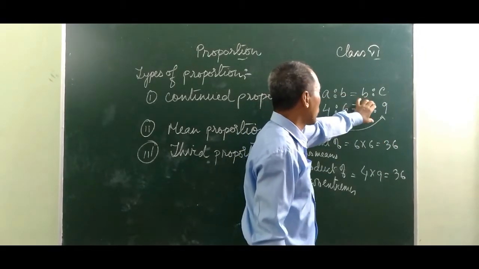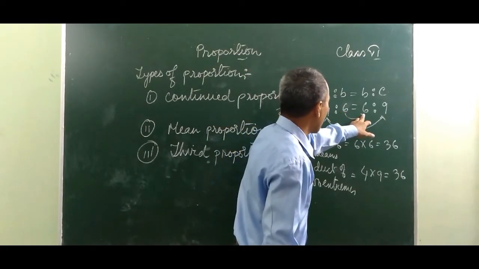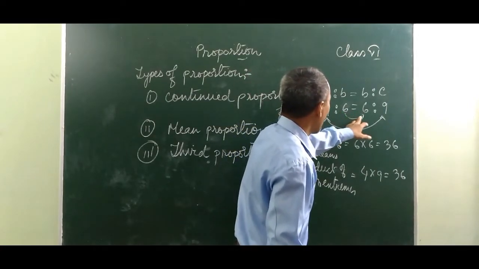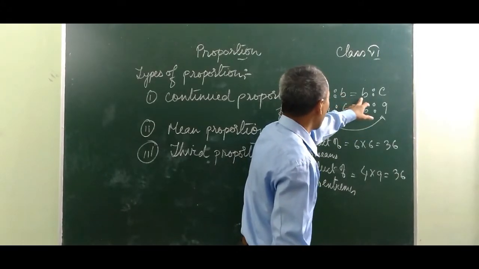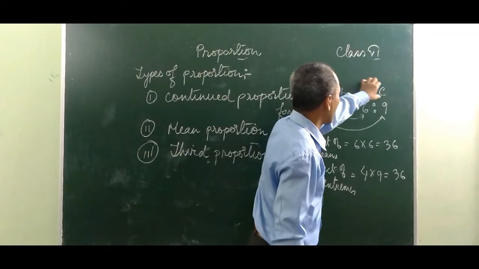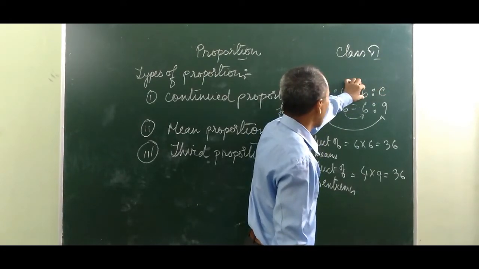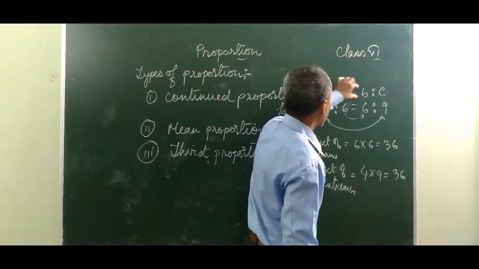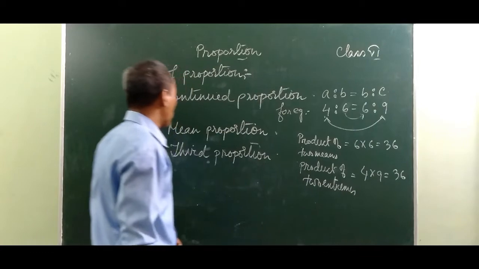Since these two products are equal, here we see that the means are the same. So here B and B, the means are the same. Therefore this ratio is called continued proportion. That is, B is continuing here, B is continuing here. So this ratio is called the continued proportion.